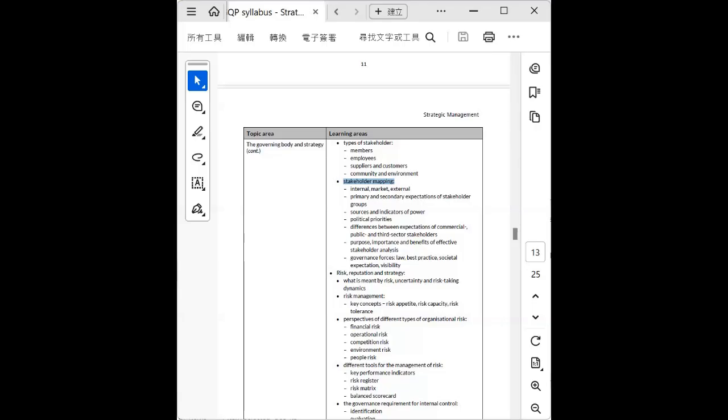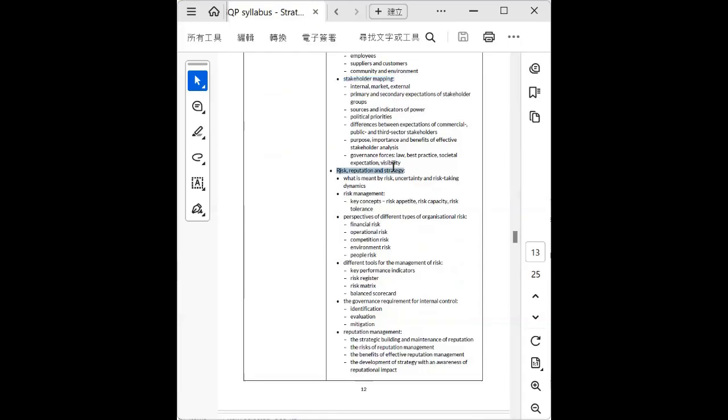You have to align the governance practice with the strategic objectives. Governance forces: law, best practice, etc. So, you know what stakeholder mapping is, but you have to relate this to the strategy. Next will be risk, reputation, and strategies.